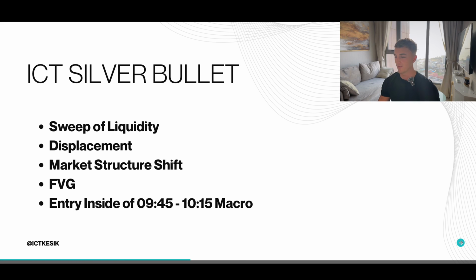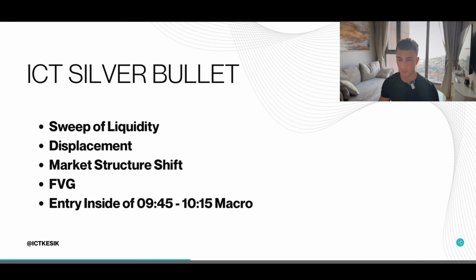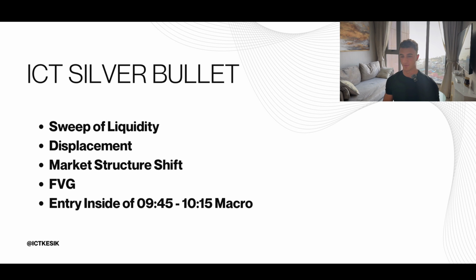Okay, so starting off, I've listed a bunch of bullet points here of what this strategy actually consists of. Number one on the top of the list is the most important: sweep of liquidity. Now, this can either be a sweep of buy side or sell side liquidity. Number two has to be displacement. This is also very important.